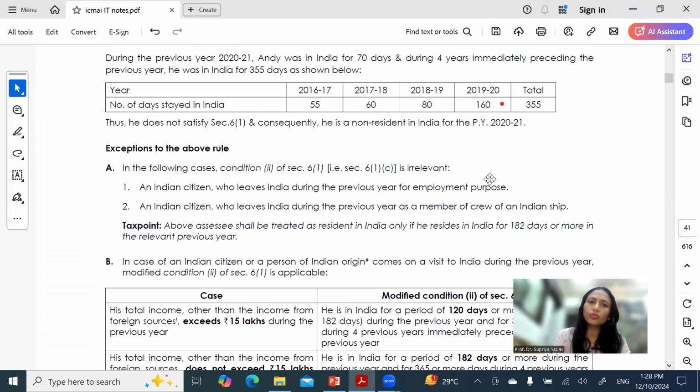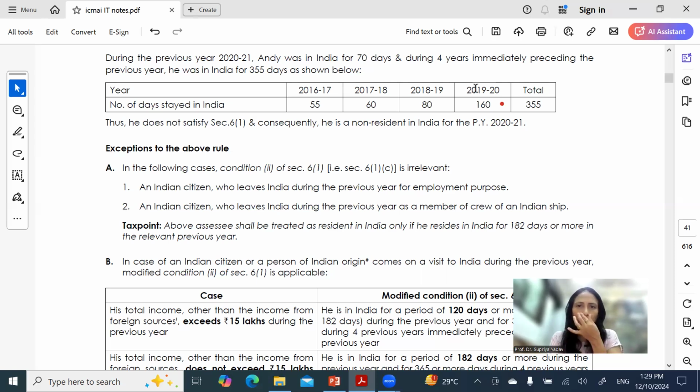So the second condition we have to check now. During the previous year 2021, Andy was in India for 70 days, so it is more than 60 days. Now we have to check the 4 years total 365 days condition, right? So let's check whether he stayed for 365 days or not. In 16-17 he stayed for 55, then in 17-18 he stayed for 60 days, then in 18-19 he stayed for 80 days, and in 19-20 he stayed for 160 days. So it totals 355 days, not 365 days.